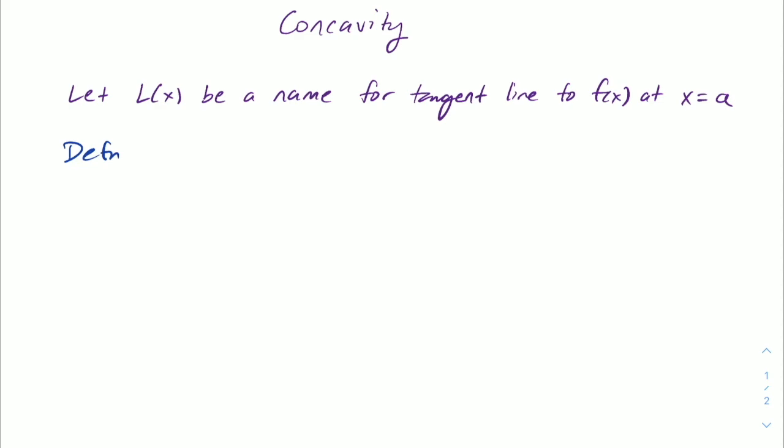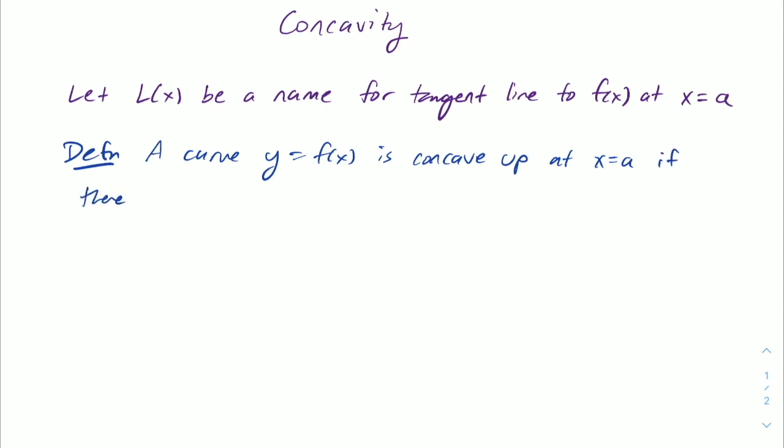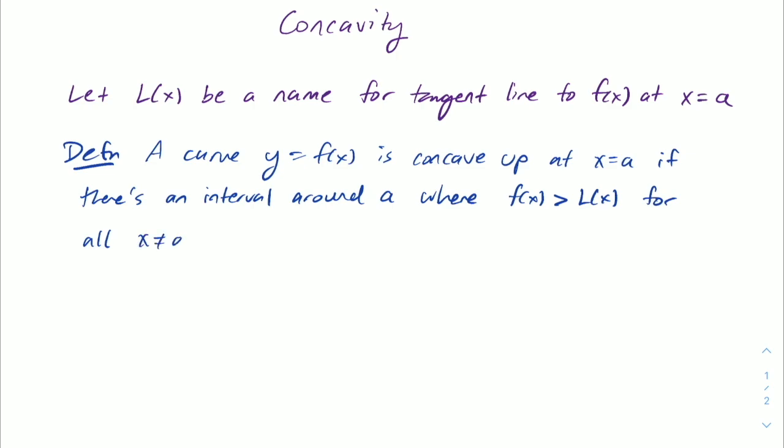Definition: a curve y equals f of x is concave up at a point a, at x equals a, if there's an interval around a where f of x is greater than L of x for all x not equal to a in the interval.